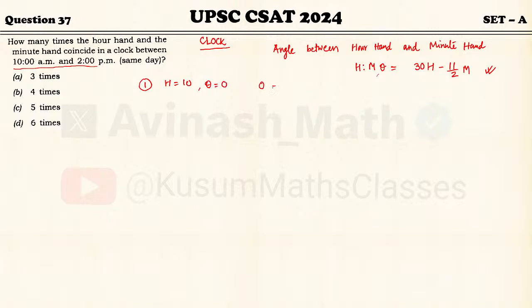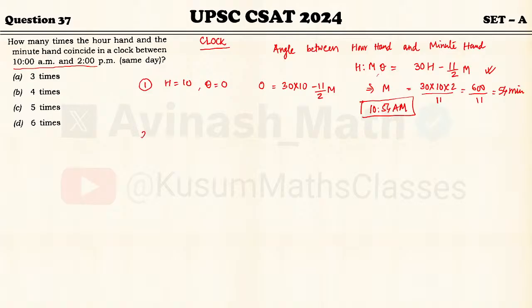This implies 0 is 30 multiplied by 10 minus 11 by 2 m, right? So this implies m is what? m is 30 multiplied by 10 multiplied by 2 divided by 11, right? So it is actually nothing but 600 divided by 11, which is 54 minutes. So at time 10:54 a.m. both hour hand and minute hand will coincide, right?